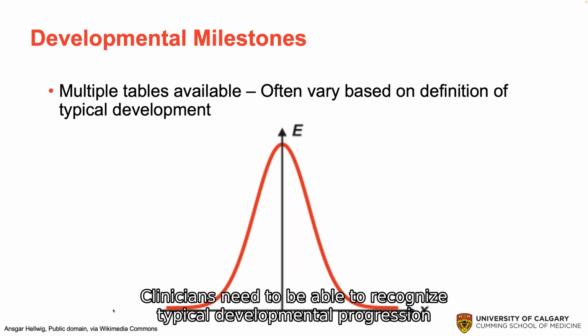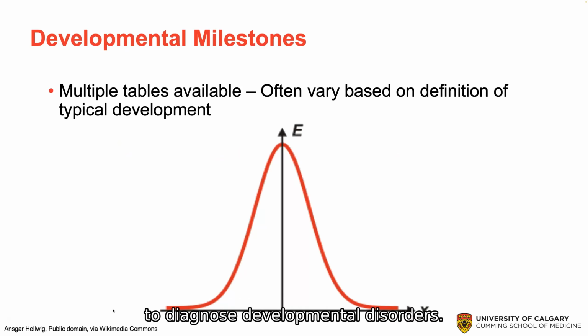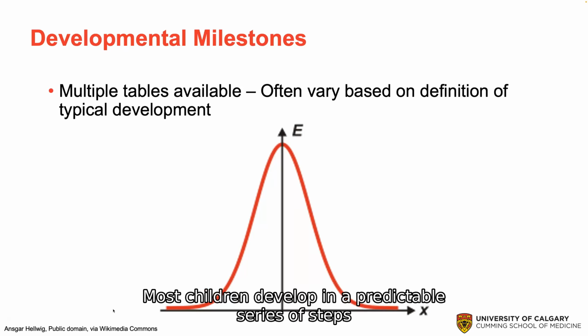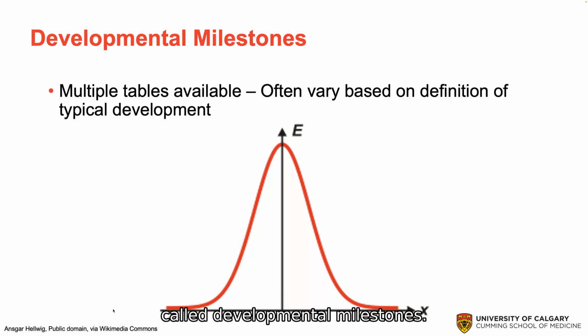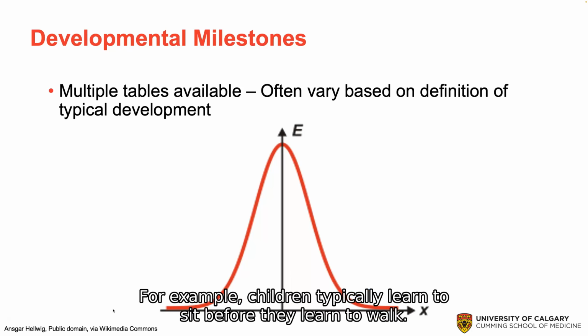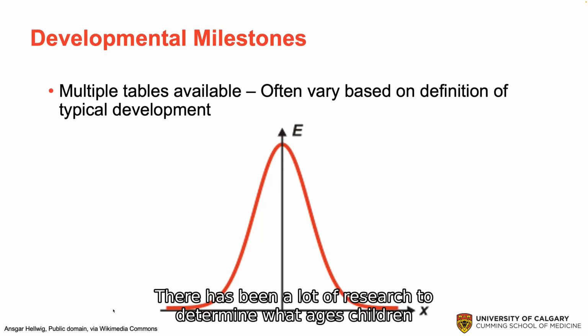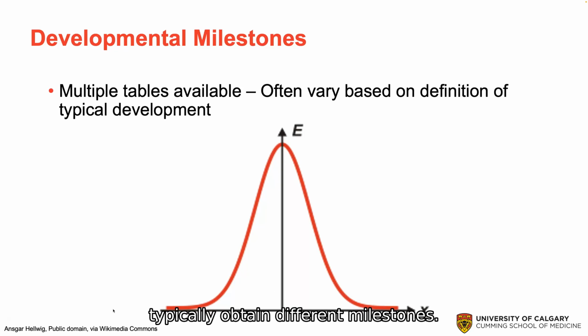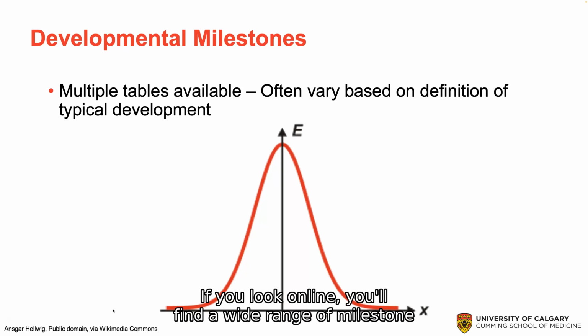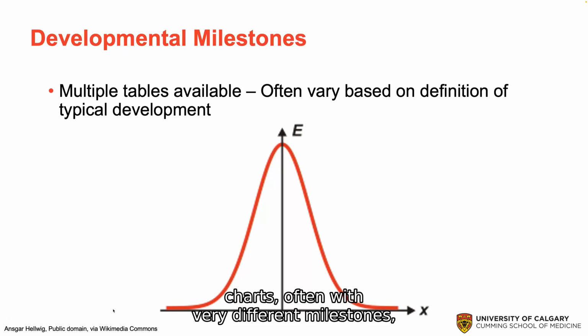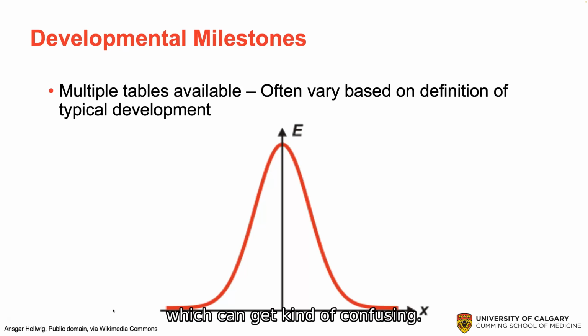Clinicians need to be able to recognize typical developmental progression to diagnose developmental disorders. To do this, we use developmental milestones. Most children develop in a predictable series of steps called developmental milestones. For example, children typically learn to sit before they learn to walk. There has been a lot of research to determine what ages children typically obtain different milestones. If you look online, you'll find a wide range of milestone charts, often with very different milestones, which can get kind of confusing.